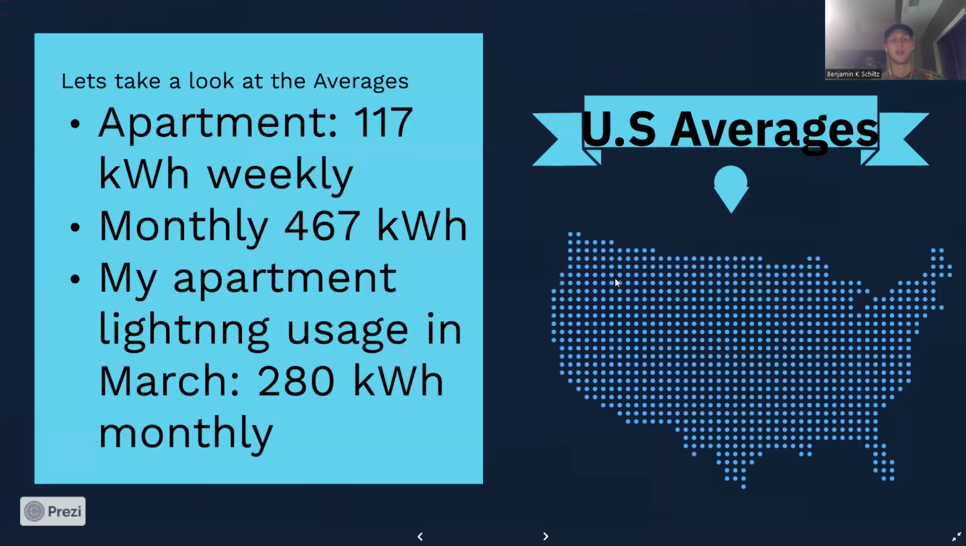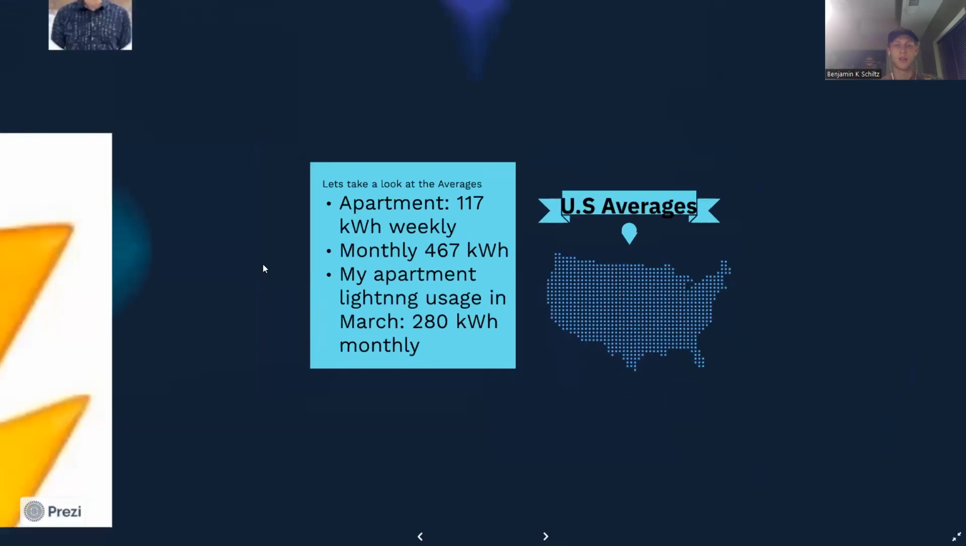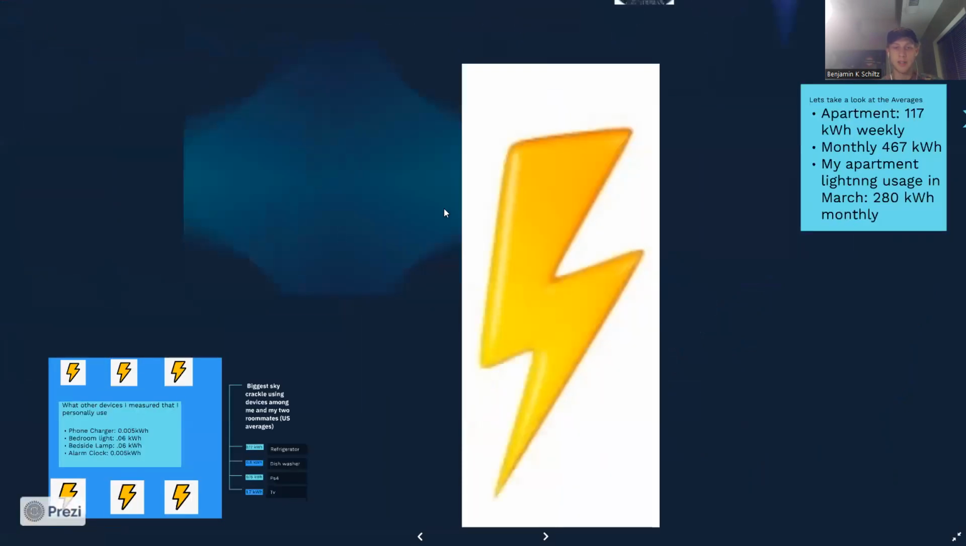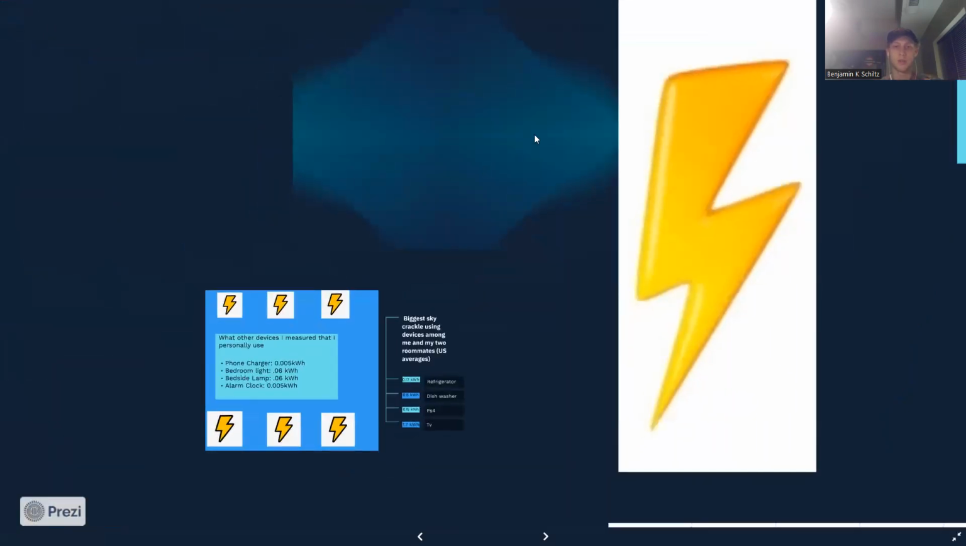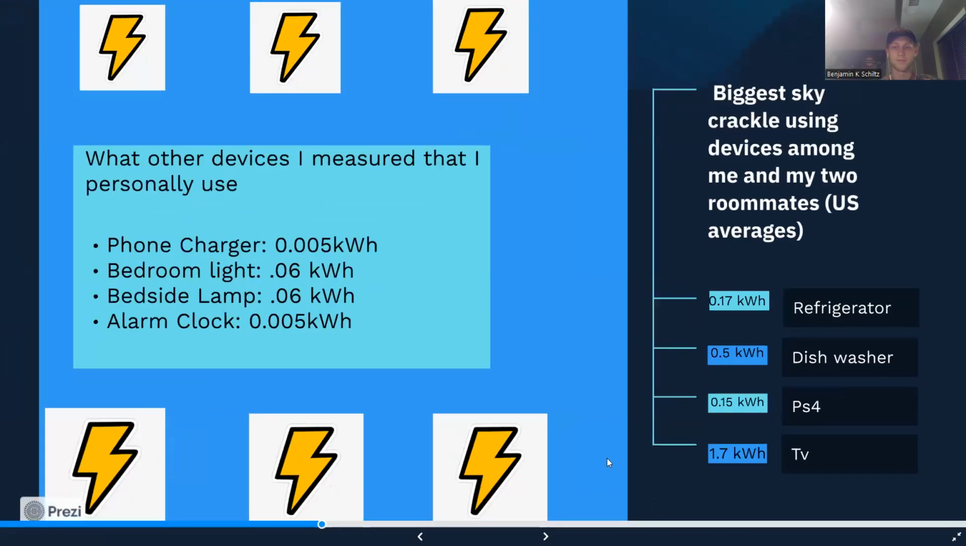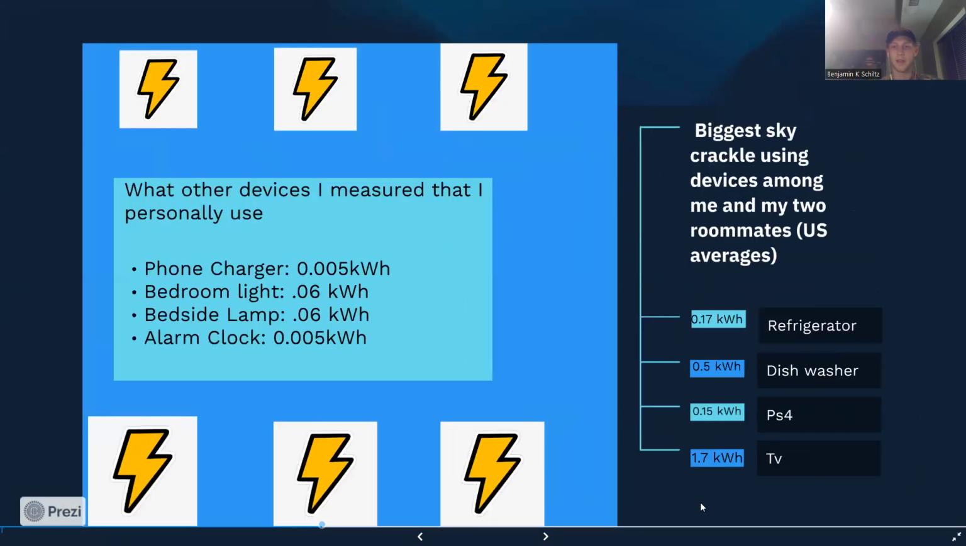So in the US, an apartment, which is what I live in, typically uses about 117 kilowatt hours weekly, whereas monthly it's about 467 kilowatt hours. You can see that my apartment's usage in March was 280 kilowatt hours, which is vastly lower. This could have something to do with the fact that I only have 2 roommates and that we're fairly considerate about our energy usage. We're fairly conservative, I should say.